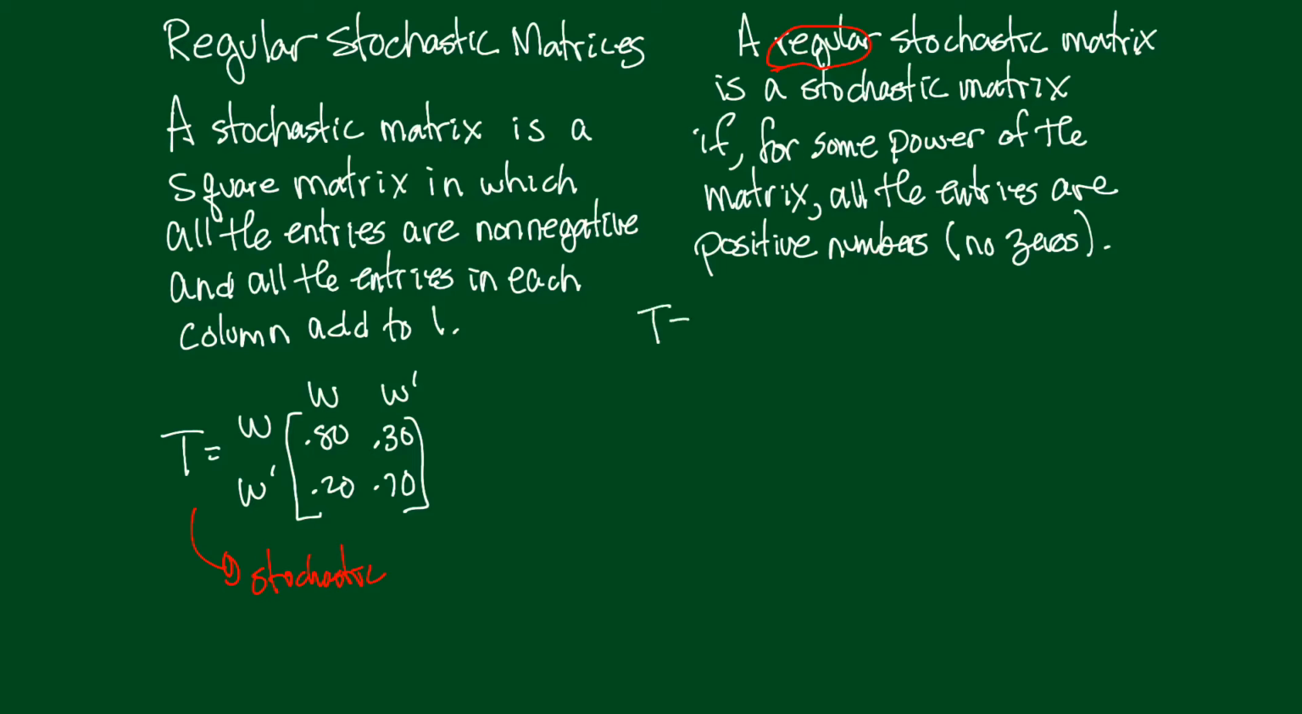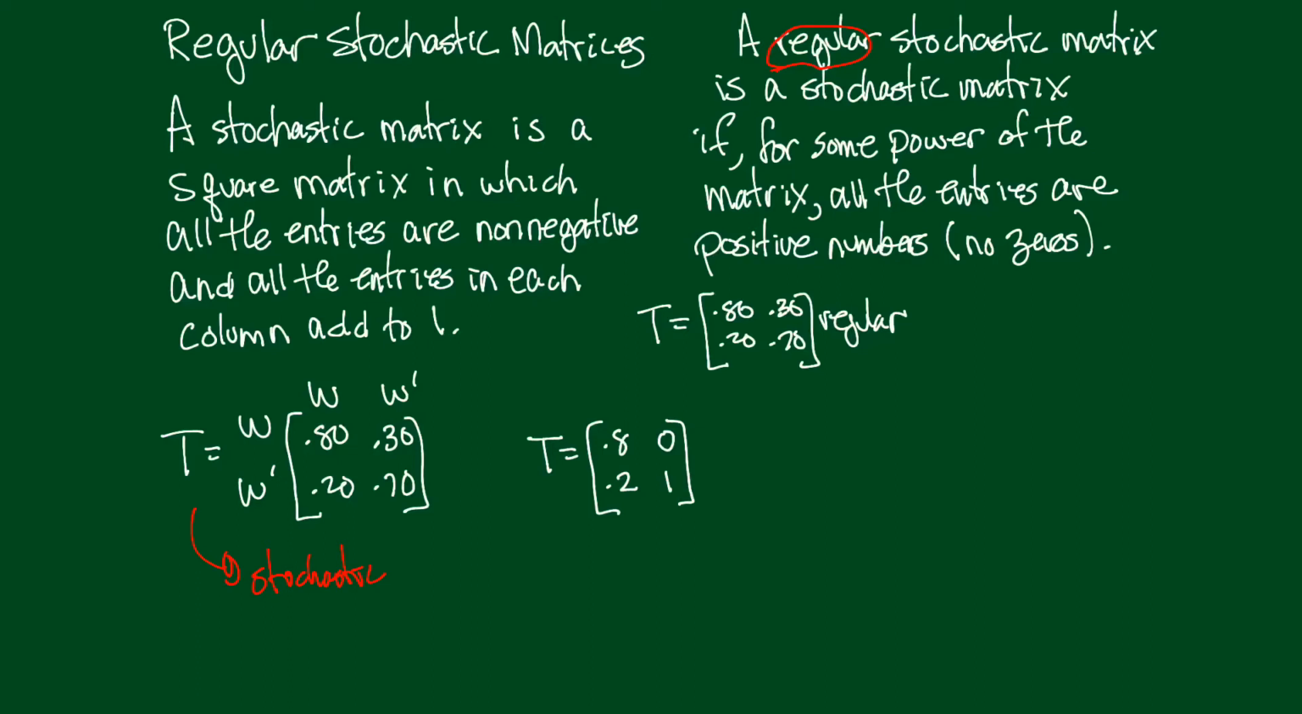Here are a couple of examples. If we have this one right here, that 0.80, 0.20, 0.30, 0.70, this is regular. Do you see why? It's regular because it's stochastic first of all, and all the entries are positive numbers. There's no zeros here, and that makes it regular. Now this matrix here, T equals, it's still going to stick with the 2 by 2. Let's do 0.8 and a 0, and then a 0.2 and a 1.